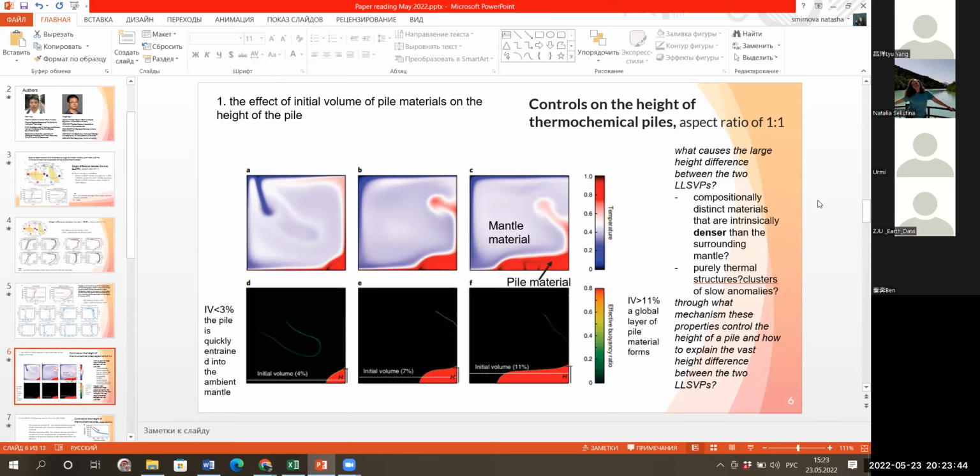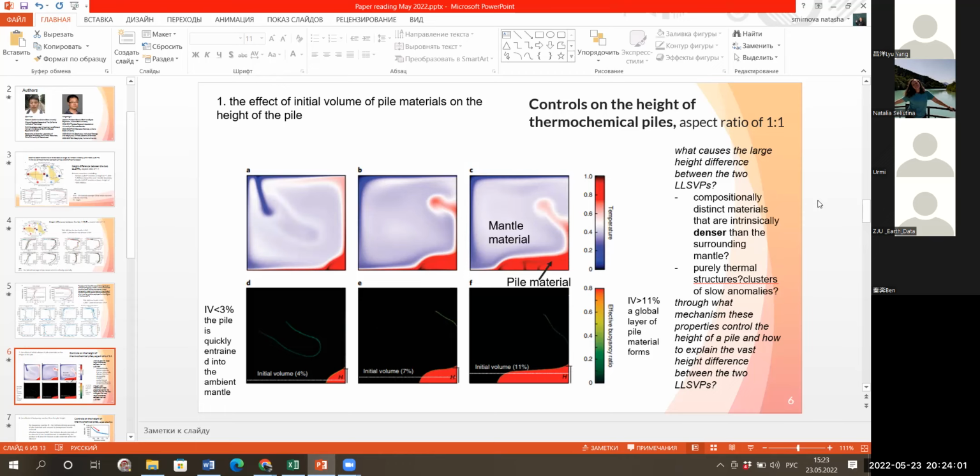It remains unclear through what mechanisms these properties control the height of a pile, and how to explain this great difference between the heights of the two provinces.